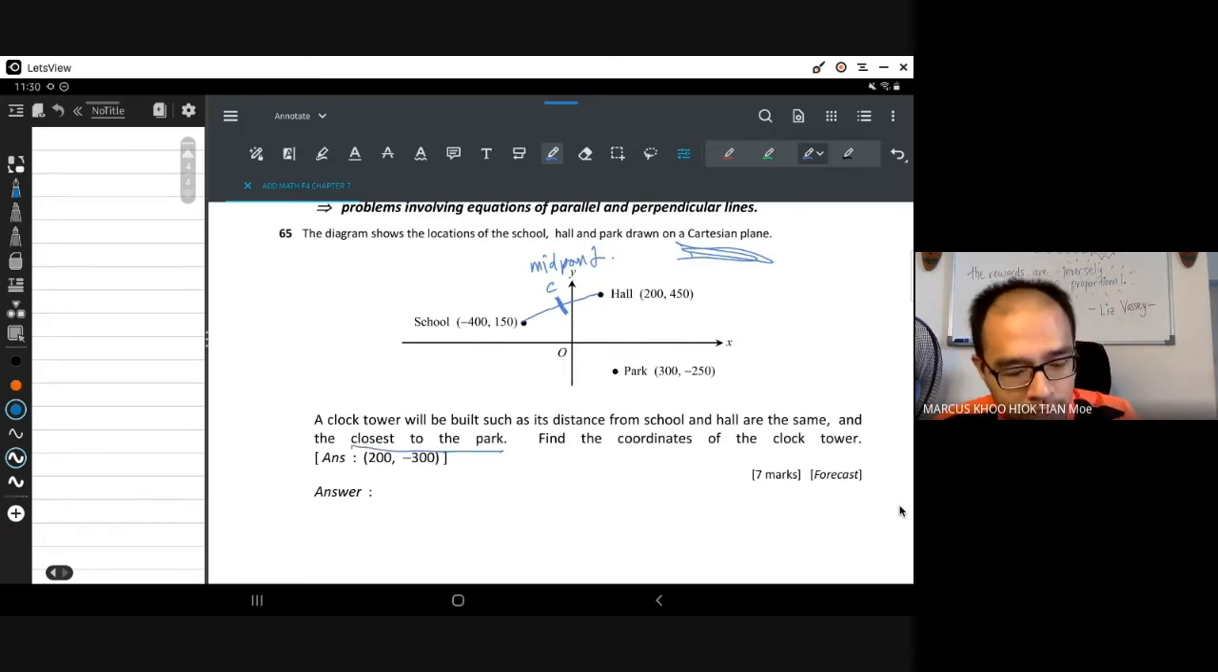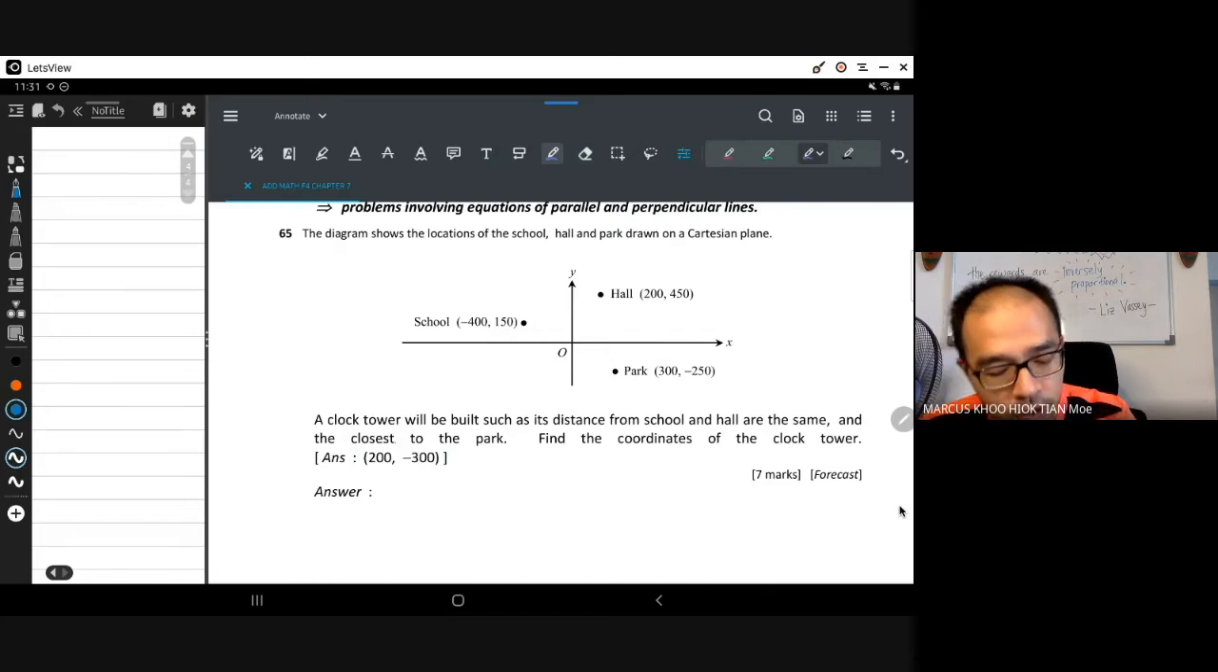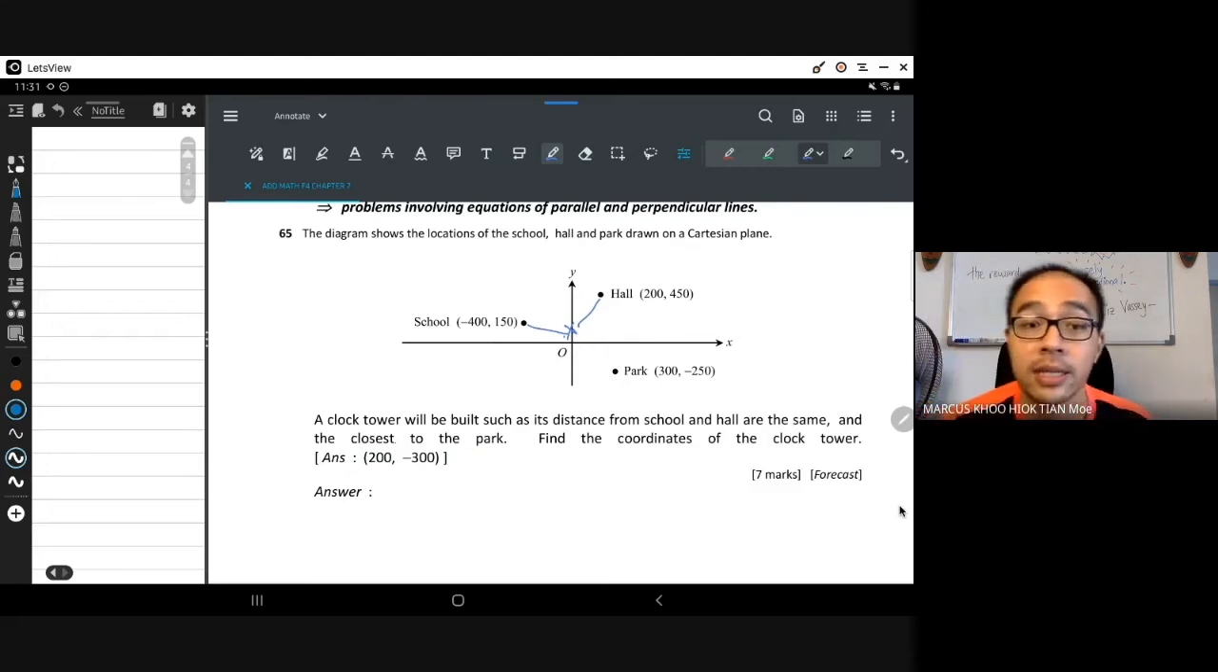Let's count the midpoint first. See whether we get this answer. I say you won't. There are 2 conditions there. So the first condition says the distance from the school and the hall are the same. Maybe it is not the midpoint. Maybe it is somewhere here, but here the distance and here the distance is the same. Right?